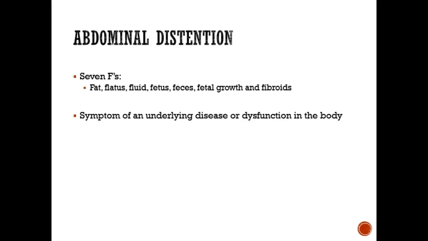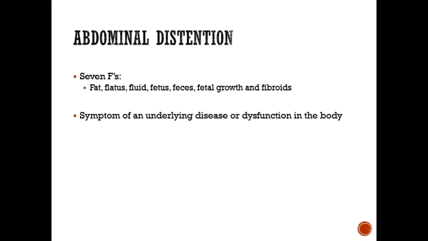The other thing that I want to point out is what you will see a lot of with clients, abdominal distension. There are those 7 F's, which are the reasons why someone might experience distension. It could be from obesity or fat, from gas, from fluid, from feces, from fetal growth or fetus, and from fibroids. It's really important, if you see abdominal distension, to try and identify what's causing that. Abdominal distension isn't necessarily a condition on its own. It's usually a symptom of an underlying disease or dysfunction within the body.